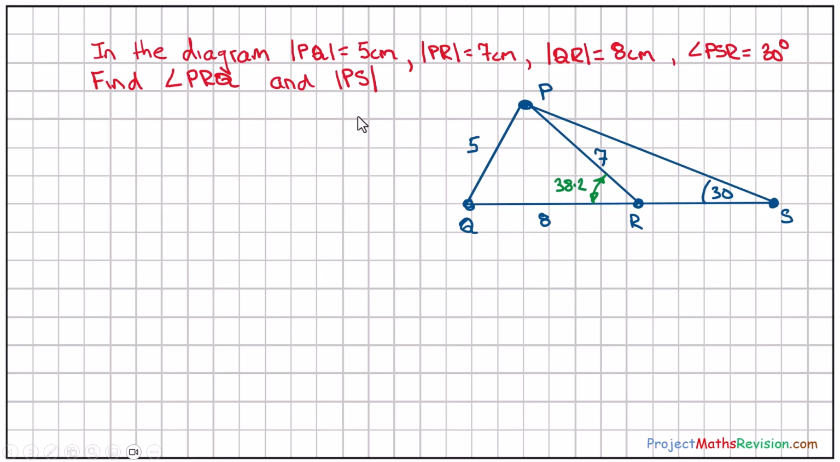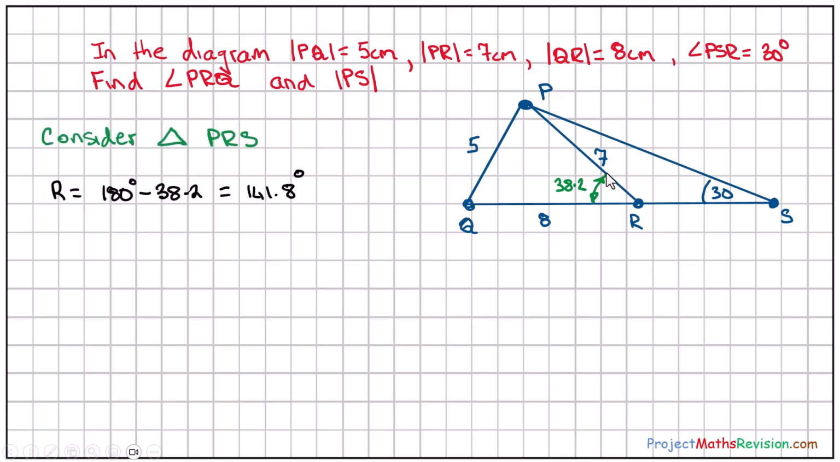So now let's look at calculating the length of PS. If we look at the triangle RSP, we see we do have an angle on the side, so we could use the sine rule. We could say sine of 30 over 7 is the sine of this angle here over PS. But we don't know this angle here. What we do know is we could subtract 38.2 from 180 to get it.